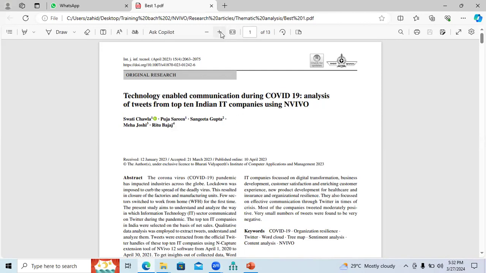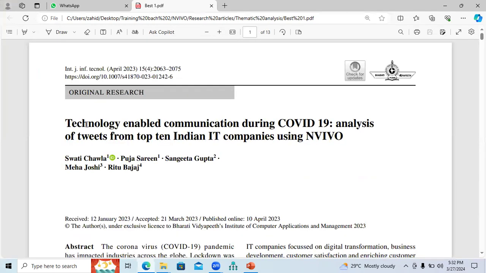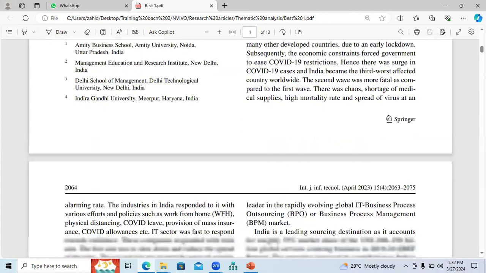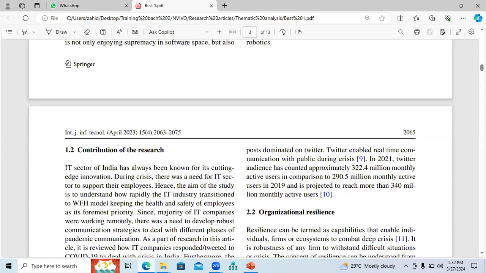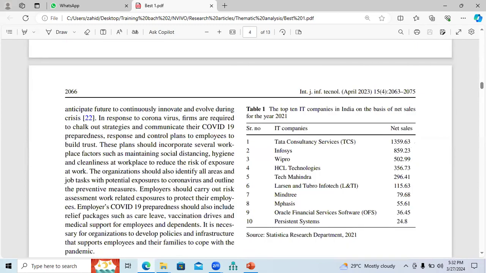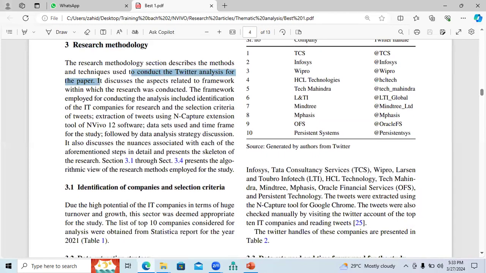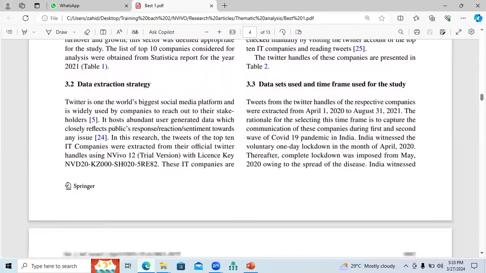For example, this study is technology-enabled communication during COVID-19, analysis of tweets from top 10 Indian IT companies using NVIVO. They have used NVIVO with thematic analysis for conducting this study. If you see, there is an introduction, a background, a contribution, and so on. In the research methodology, they conduct Twitter analysis for this paper, and they have identified some data extraction techniques.